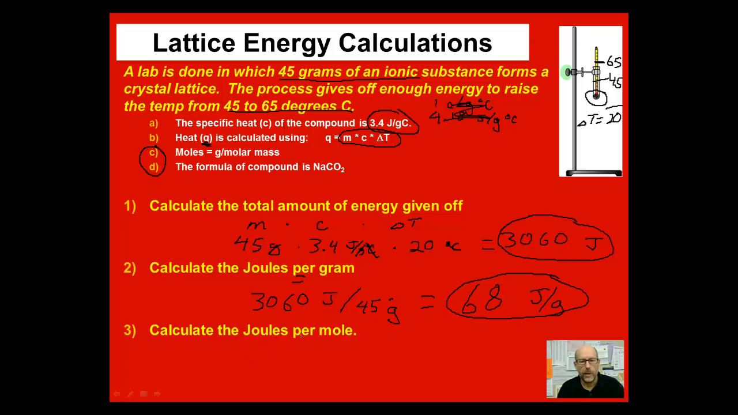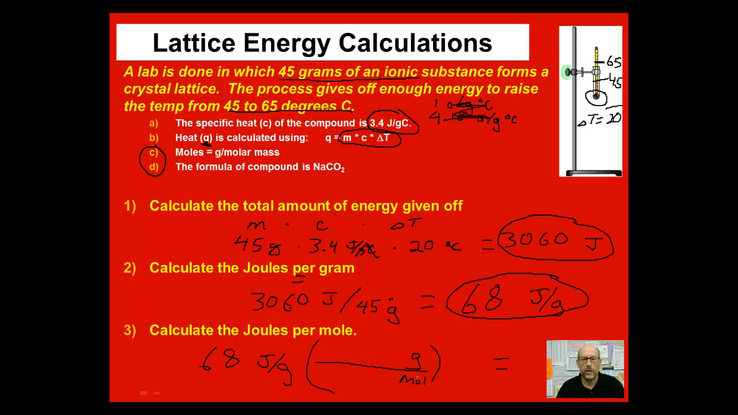Now what we want to do next is figure out how many joules per mole. So we want to take 68 joules per gram, and we want to convert it to joules per mole. We have joules per gram right now. My apologies. So we want to get a conversion factor and get rid of grams. And we want to get moles.